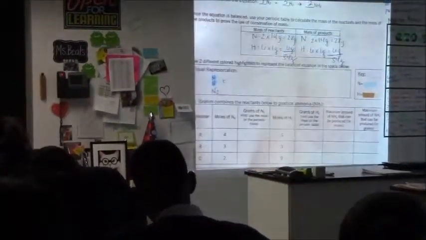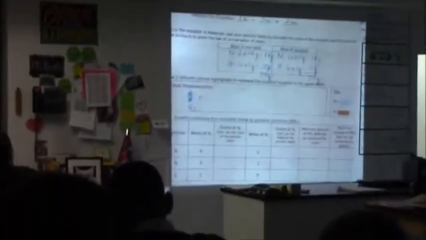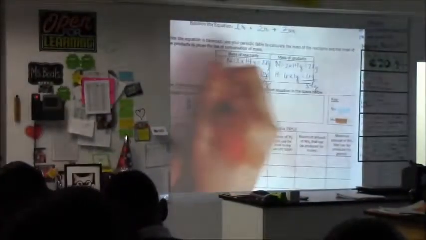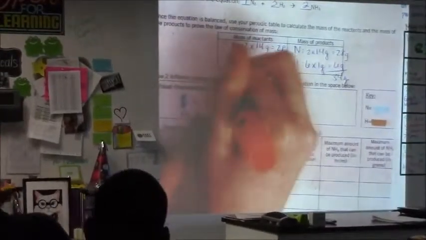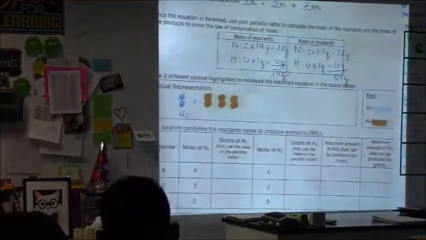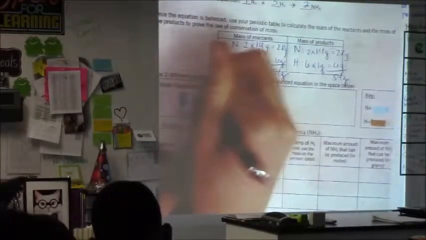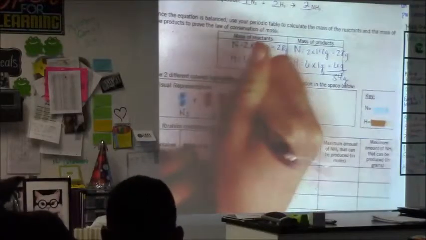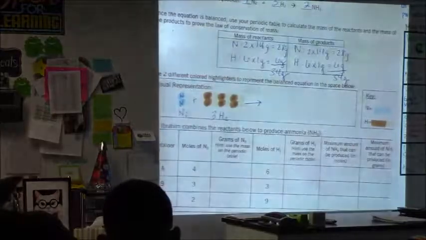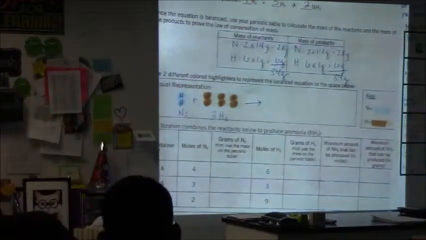Now, how many H2s do we have? 3. Now, I know that's 6 hydrogens total, but every 2 are bonded together. So I have 3 H2s, so let's draw that. Each one of these is a hydrogen. And we're going to put these together in a container, and they are going to react. They're going to bond with each other.